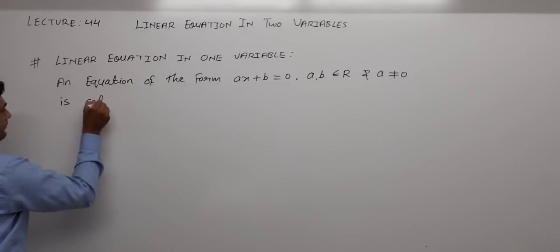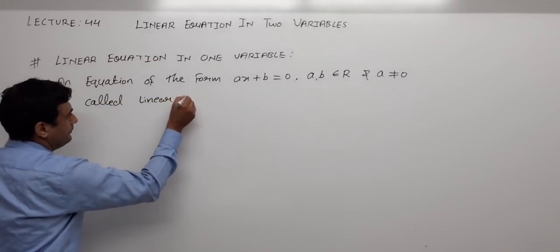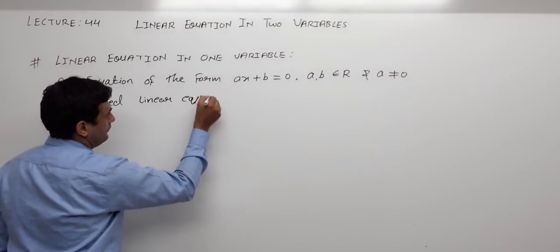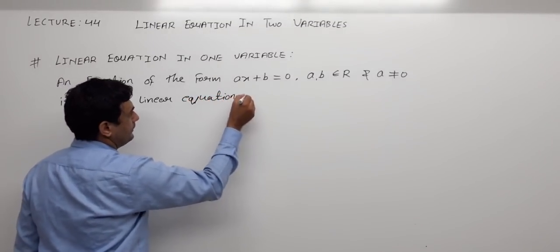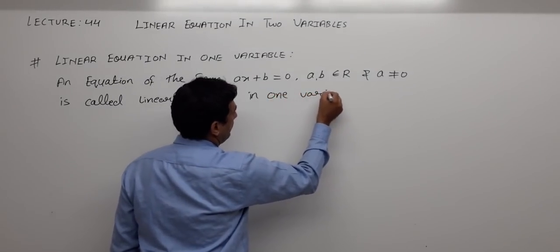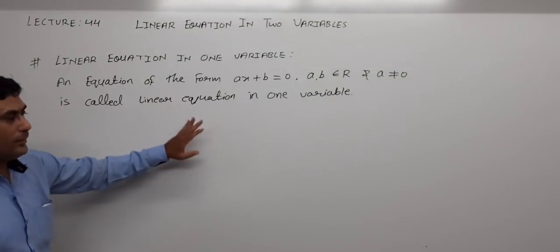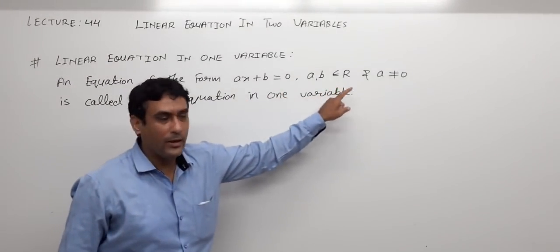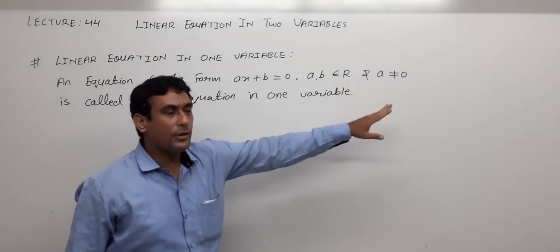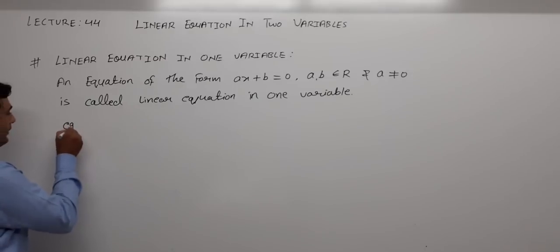is called linear equation in one variable. An equation of the form ax plus b equal to 0 where a and b are real numbers and a is not equal to 0 is called linear equation in one variable. Let us see some examples.